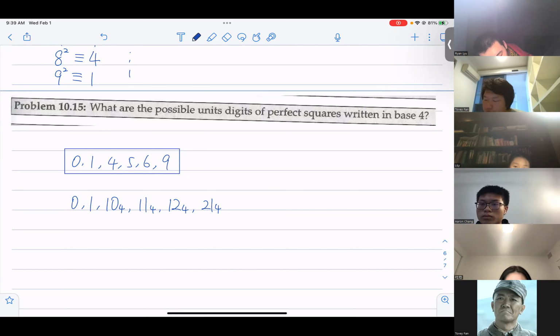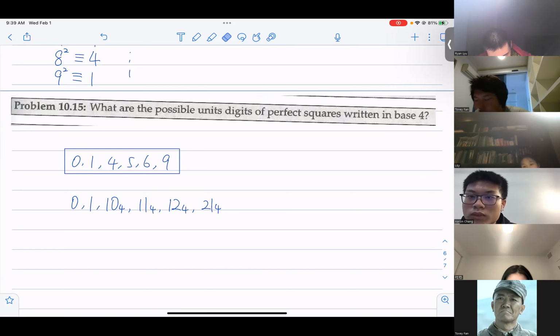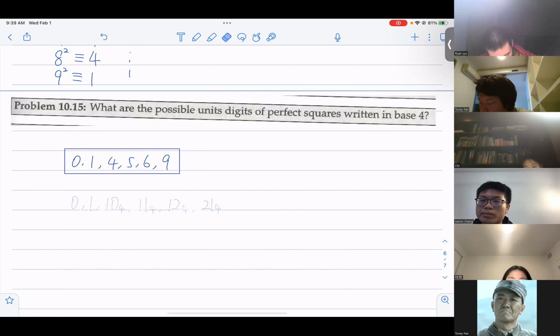Sorry. So what are the possible unit digits here? Oh, sorry. Is it 0, 1, 2? 0, 1, 2. Yes, it is. Sorry, my bad. I got a bit confused. Not this. Okay, sorry, my bad. I read the question wrong.